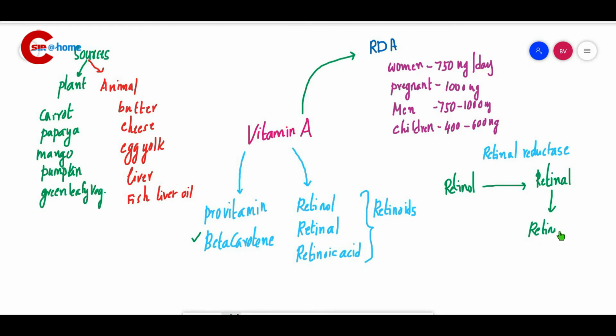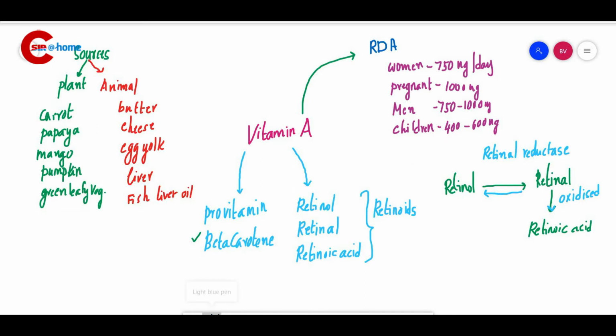Then this retinal is converted into retinoic acid. First is reduction, then oxidation: retinal is oxidized to retinoic acid. And this reaction is irreversible. Which reaction? Retinal to retinoic acid. And retinol to retinal is a reversible reaction. That means retinol can convert into retinal and retinal can convert into retinol.